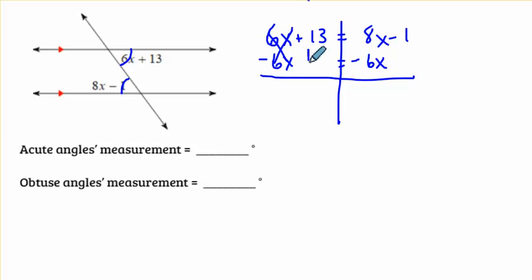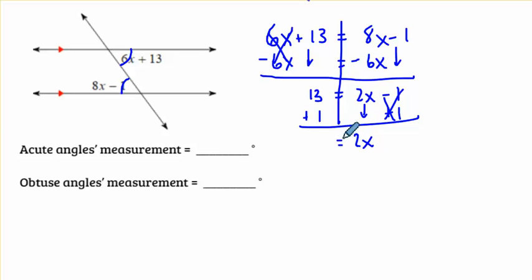These cancel out and I'm left with 13 is equal to 8x minus 6x is 2x, and I bring down my minus 1. And now I have a Klingon and a lonely guy. I get rid of my lonely guy by adding. These cancel out. I bring down my 2x and my equals and my 14. And finally, the last step is to divide by 2 on both sides. And when I do that, x is equal to 14 divided by 2 is 7. So that was the first part of my problem, to figure out what x was equal to.